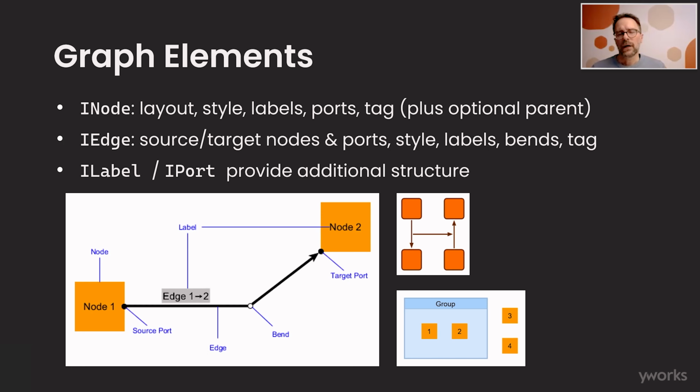Taking a closer look at the elements that make up a graph. These are mostly, as I said before, the node and the edge, but there are also labels and ports and bands. So let's go through all of them. There's this visualization at the bottom where you see most of these items. The orange ones are the nodes.